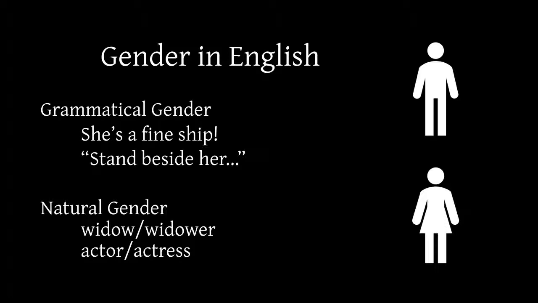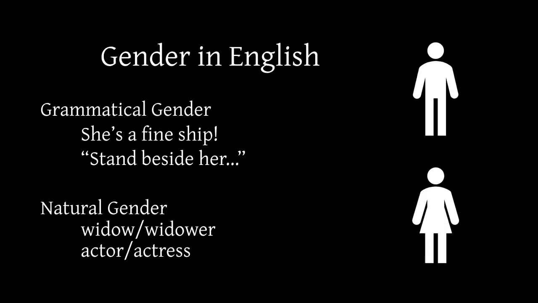Grammatical gender is when a noun has a gender even though what the noun refers to does not physically have a gender. In other words, it's not a man or a woman. People will sometimes say, she's a fine ship, when they see a very nice ship, but there's nothing about the ship that makes it feminine. It's just, we imagine that ships are feminine for some reason. When we sing God Bless America, we say, stand beside her and guide her. We're referring to America, our nation, as if she were feminine, even though there's no inherent reason to do so.